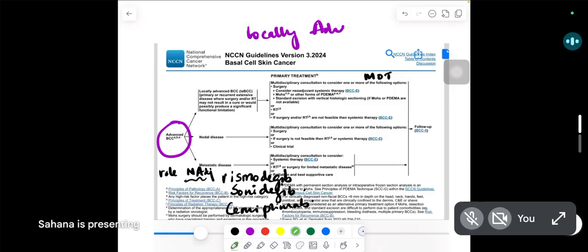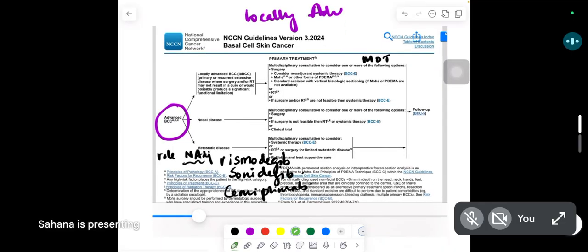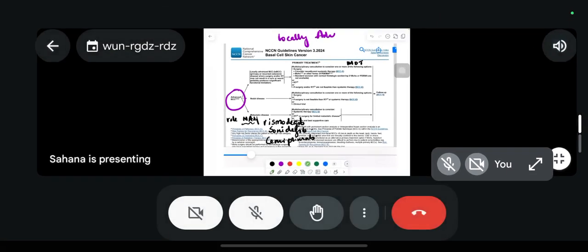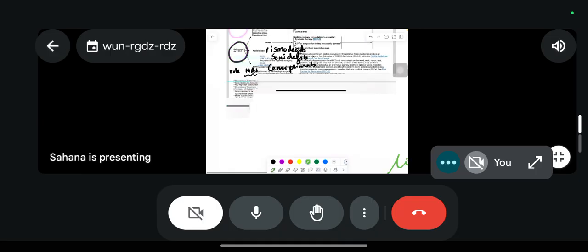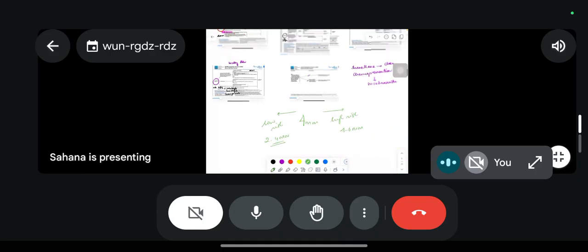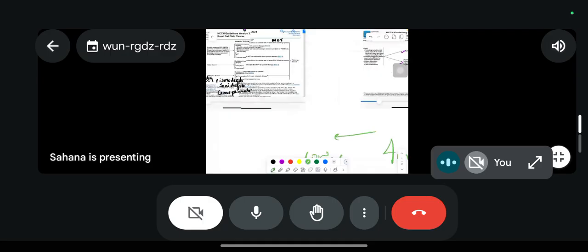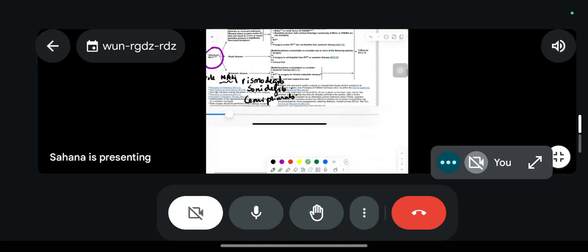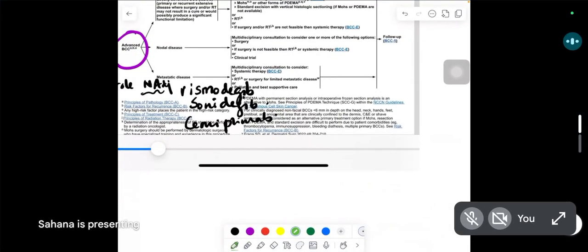So in neoadjuvant, adjuvant, or primary therapy, Vismodegib and Sonidegib, and immunotherapy, that is cemiplimab, have role. So these are the 3 agents which are used for systemic therapy, either in neoadjuvant or adjuvant or in primary metastatic setting. Vismodegib and Sonidegib are Hedgehog inhibitors. And what is cemiplimab? It is an immunotherapy.